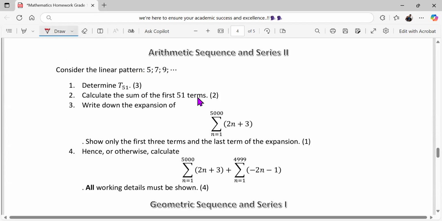And you really can't determine term number 51 unless you know the general term. So we need to find the general term first. Well, let's go ahead and do that. Since we have done an arithmetic sequence, yes, we know that a linear pattern is an arithmetic sequence. We know that we don't really need the general term itself.